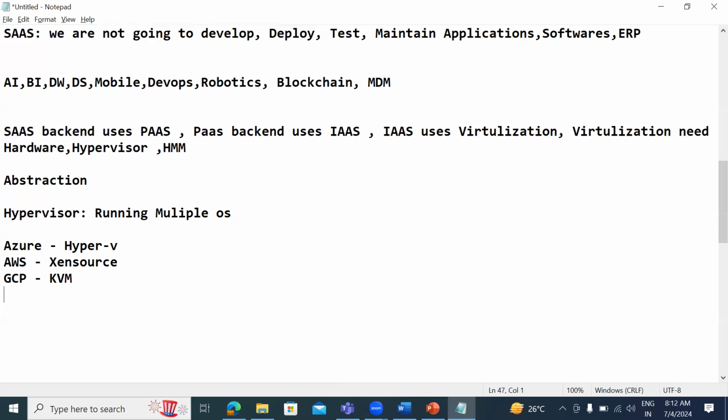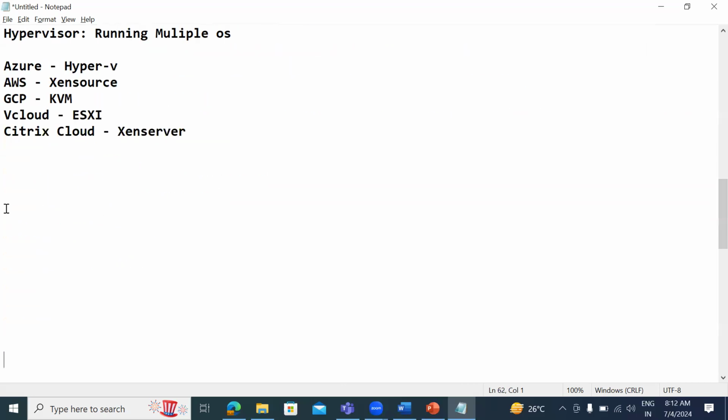KVM, Kernel Virtual Machine. And if you go for VMware vCloud, we need ESXi servers. If you go for Citrix Cloud, XenCenter or Xen Server. That means if you go for any cloud, in the backend they need hypervisors. And the cloud is on top of virtualization and automation.